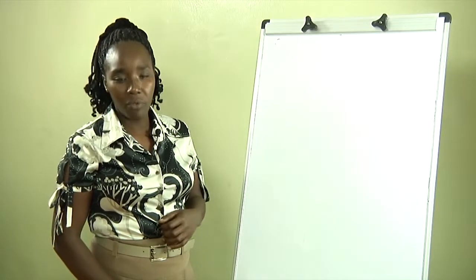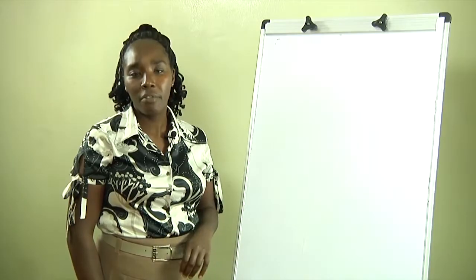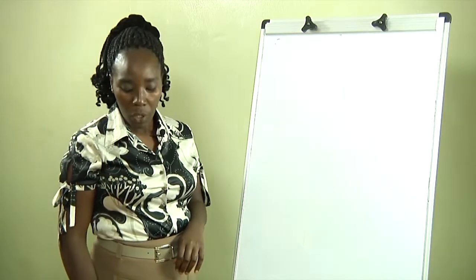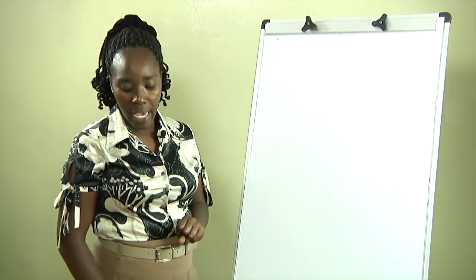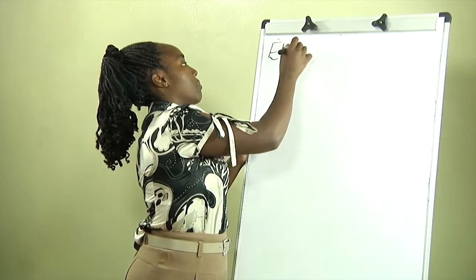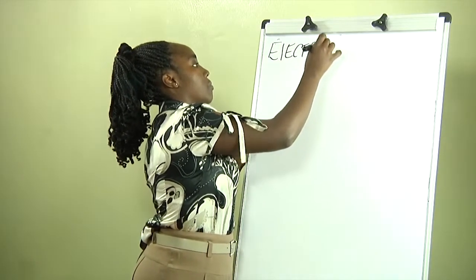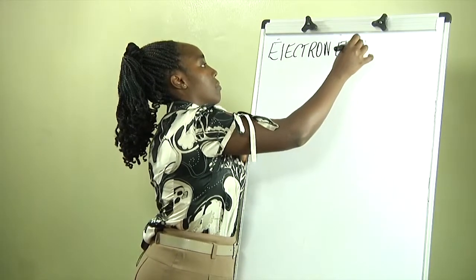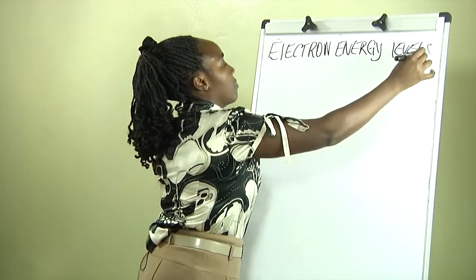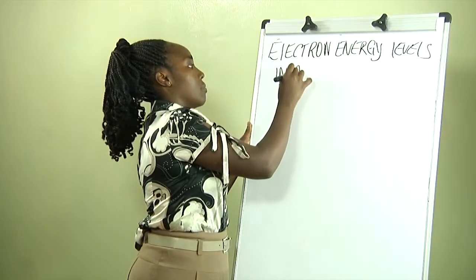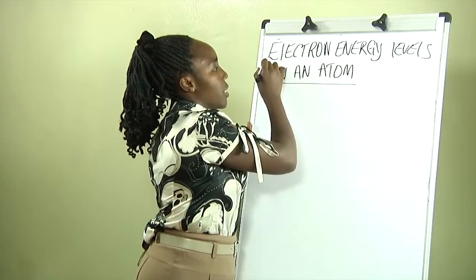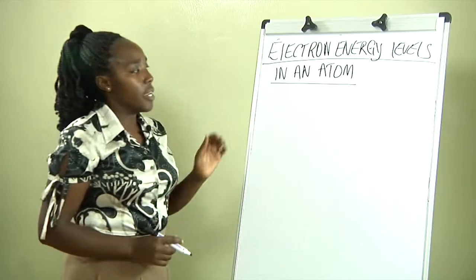So that is all for the calculation of the relative atomic mass of an element. From there, now that we know how to calculate the relative atomic mass of an element, I want us to go to something new which we call electron energy levels in an atom.